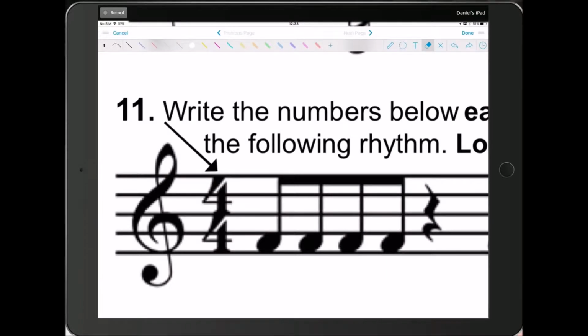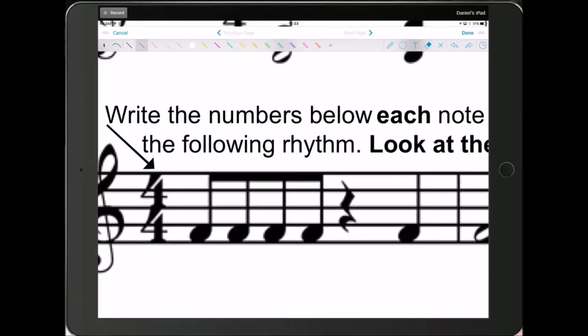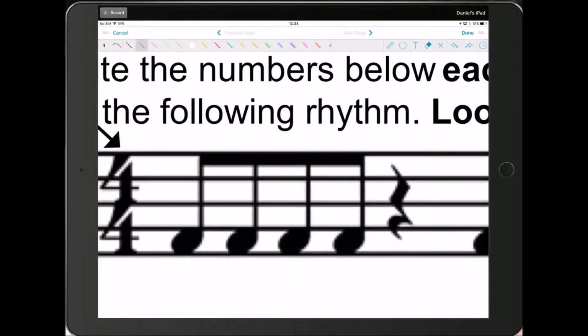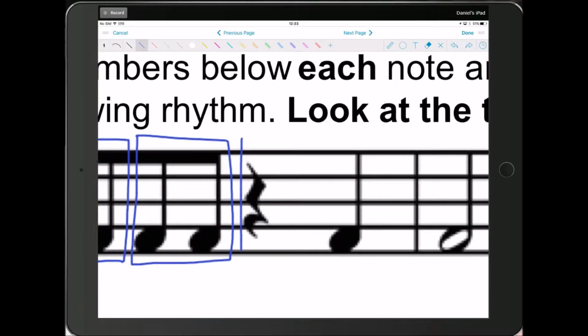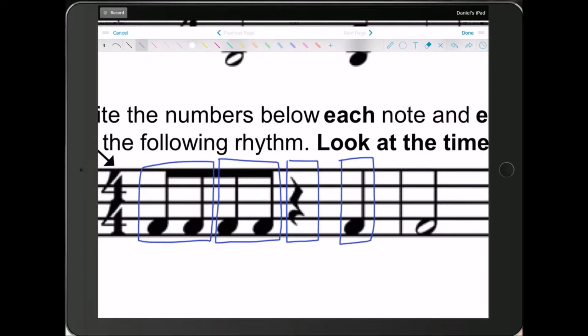So the time signature says that we are in 4/4 time, which means we have 4 beats per measure, and the quarter note gets 1 beat. So let's do this first. Let's find all the beats in the first measure. Well, here in the beginning we have 4 eighth notes. Now you should know by this point that 2 eighth notes equal 1 beat. So here we have 1 beat, and then here we have another beat, and then here a quarter rest gets 1 beat, and then we have a quarter note that gets 1 beat. So check it out, I have 4 squares. Those are my 4 beats.